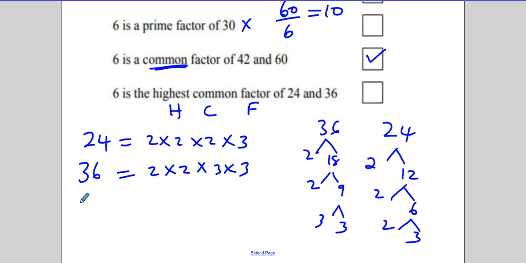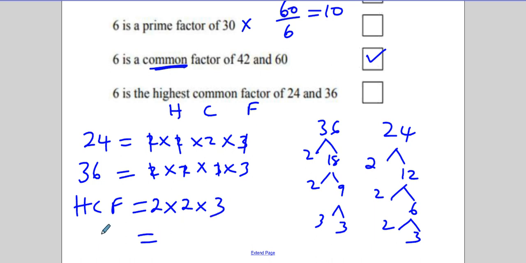HCF stands for highest common factor, and therefore we look for common factors over here. We have 2, we have 2, we have 3. So the HCF will be 2 times 2 is 4, times 3 is 12. So 6 is not the highest common factor. 12 is the highest common factor.